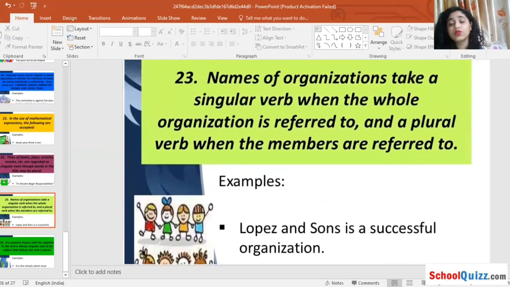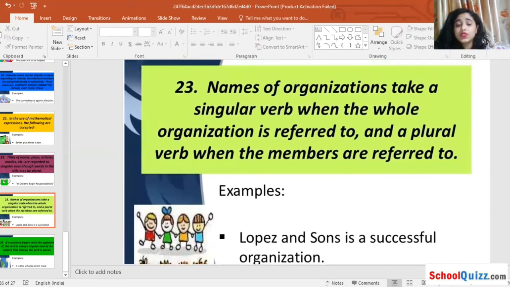I know there are many rules, but it is a very easy topic once you clear out the rules. The name of an organization takes a singular verb when the whole organization is referred to, and a plural verb when the members are referred to. Means singular if the organization name is taken, and if the members are taken, it will be considered as plural.